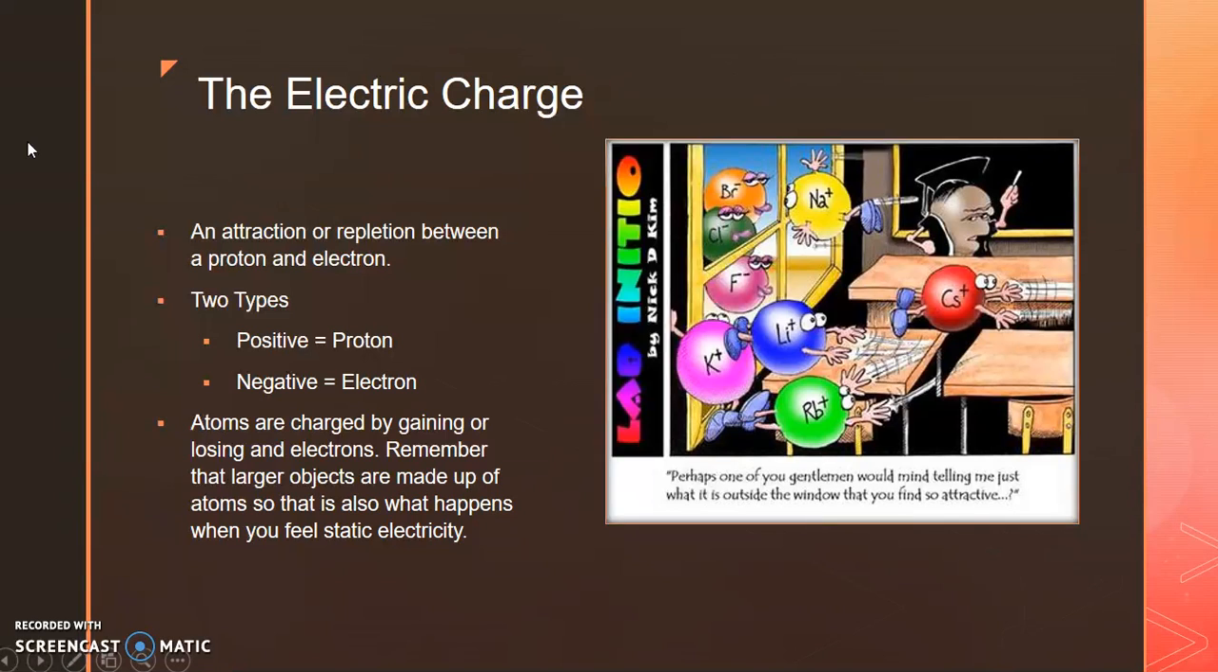An electric charge is an attraction or a repulsion between a proton and electron. And there are two types of electric charge. You have a positive, which can be found on a proton, and a negative that can be found on an electron. Atoms are charged by gaining or losing electrons. And remember that larger objects are made up of atoms, so this is also what happens when you feel static electricity. Those atoms in your body are either getting charged by those protons or electrons moving.